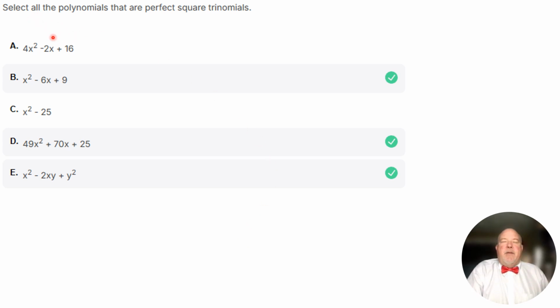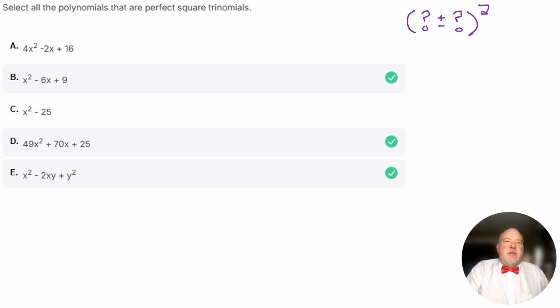All right, so we're given a list of polynomials here, and they want us to select all the ones that are perfect square trinomials. So a perfect square trinomial, when you factor it, comes out looking like some term, and then it could be either plus or minus some other term, and then that's squared. So that's what it factors to.